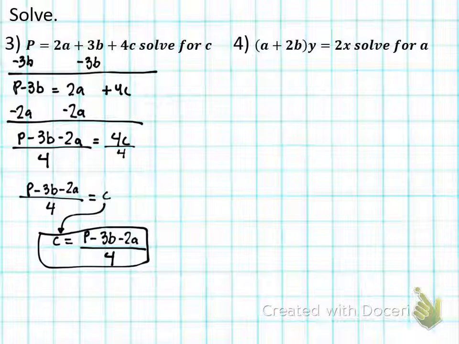Number 4. We have a plus 2b, times y, is equal to 2x. What variable are we trying to solve for here, everyone? Which one? A. What side of the equation is a in? Left-hand side, right? So, if that's the case, what's around the a that we need to worry about? What are you noticing that's going to kind of conflict with what we're working with?